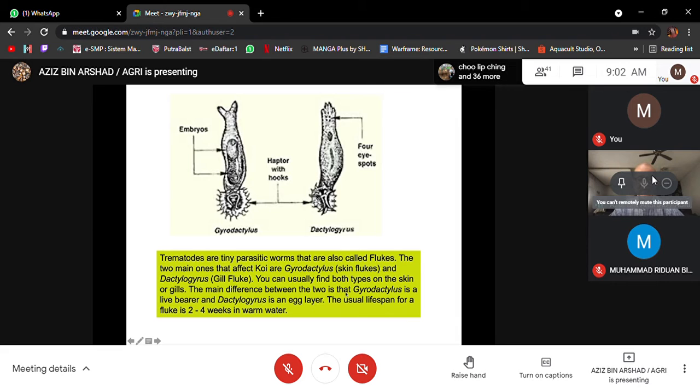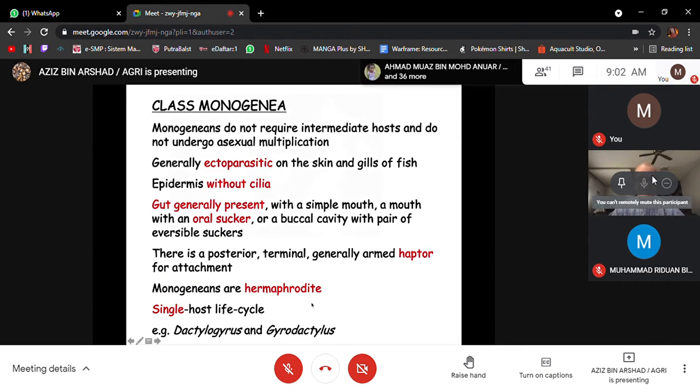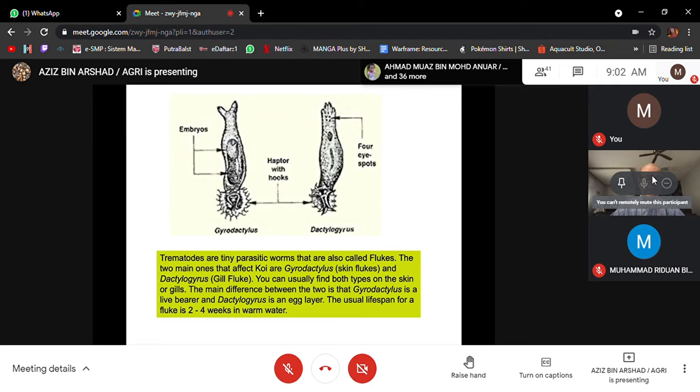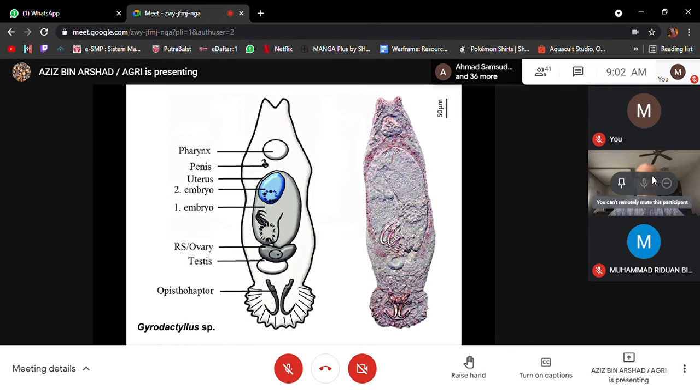The main difference between the two is that Gyrodactylus is a live bearer. They produce young ones that are similar to their shape, whereas Dactylogyrus is the egg-laying parasite. The lifespan is about two to four weeks in our tropical water. This is Gyrodactylus. Under the microscope, it looks like that. They have the front part here. The mouth is here.